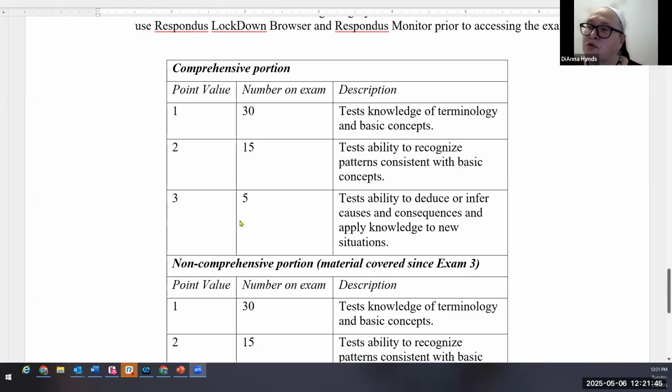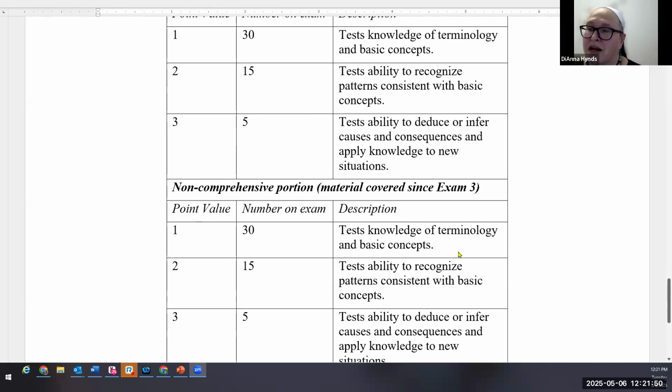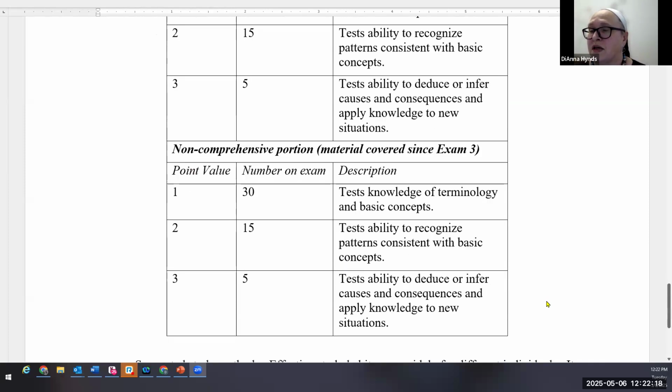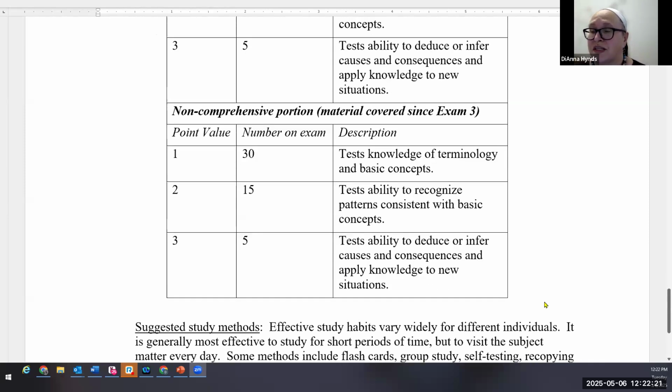In the comprehensive portion, you have 50 questions, and you also have 50 questions in the new material. They're broken down the same way: 31 one-point questions that test your knowledge of basic concepts, 15 two-point questions that test your ability to recognize patterns, and 5 three-point questions which ask you to deduce or infer and apply your knowledge to new situations. That's true for both portions, so there are a total of 100 questions on this exam.